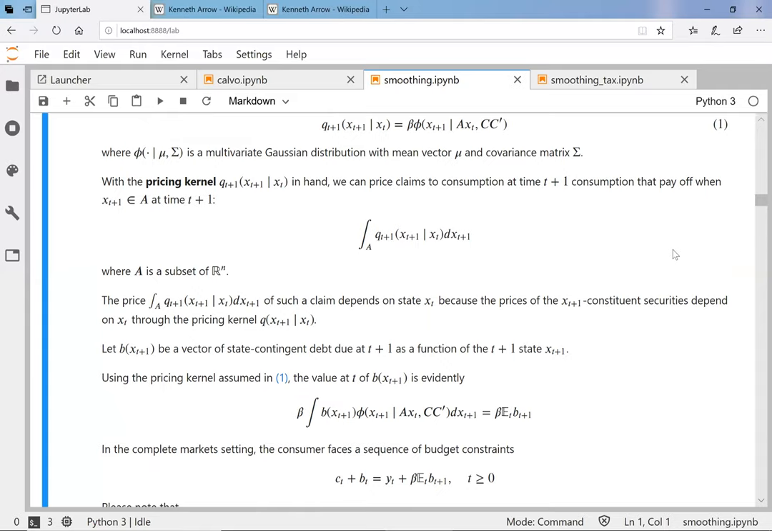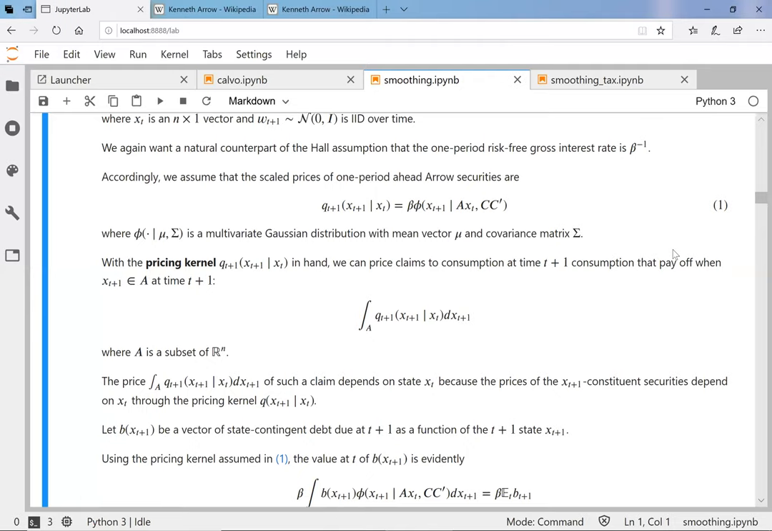So we're going to get some nice formulas. This is the trick. I'm going to write a version of Hall's paper, but I'm going to do complete markets. Why? Because I want to. And also, Lucas and Stokey had complete markets. Remember, Hall didn't. I'll come back to that.